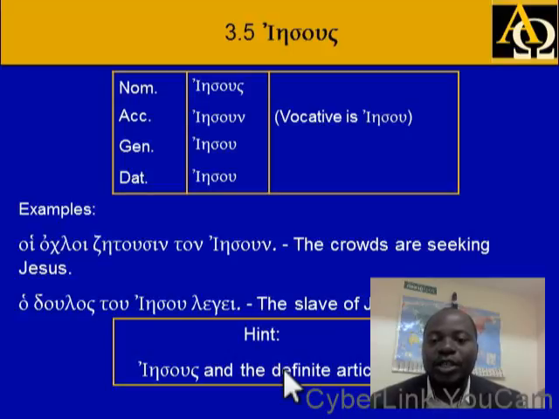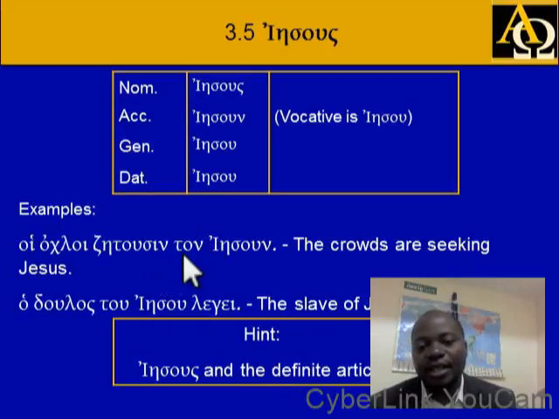So hoi ochloi zetousin ton Iesoun. The crowds are seeking Jesus. In this case, Jesus is in the accusative case, therefore the direct object. And then ho doulos tou Iesou legei: the slave of Jesus speaks, or is speaking. The definite article will help you know which you are dealing with, in case you don't know whether it's genitive or dative.